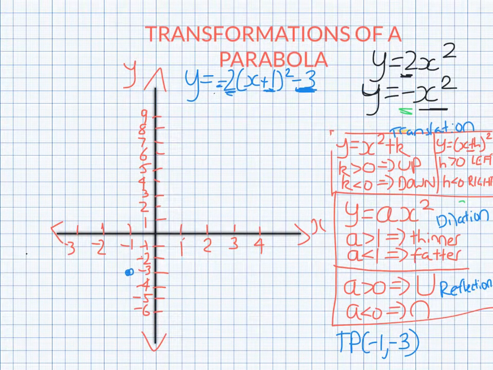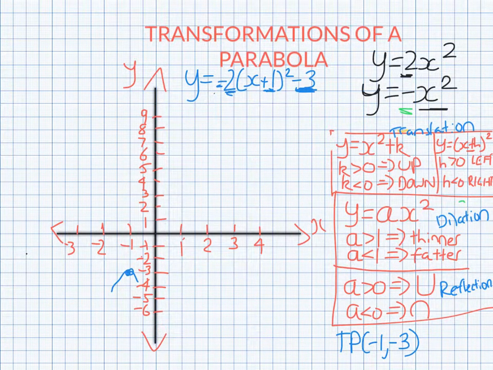So we know that the parabola isn't going to go that way. It's not going to be a smiley face because here a is negative. It's going to be a frowny face. So it's going to look like this, okay? And it's going to be thin because of the minus 2 part. The 2 part makes it thinner than y equals x squared.